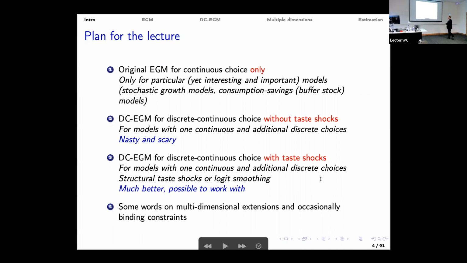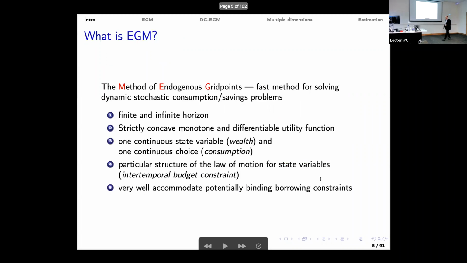And then I also want to say some words about how the class of the models that are solvable by these methods can be expanded. In particular, multi-dimensional generalizations are very appealing, but they're hard. All right, so method of endogenous grid points. That's essentially a very fast and very accurate method for solving dynamic stochastic consumption savings problem in its original form.